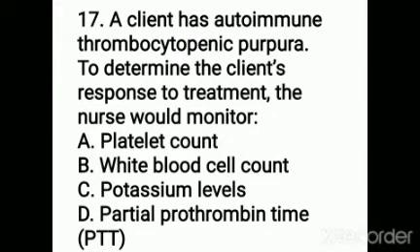Question number 17. A client has autoimmune thrombocytopenic purpura. To determine the client's response to the treatment, the nurse would monitor: options are platelet count, white blood cell count, potassium levels, partial thromboplastin time. Correct answer option A, platelet count.